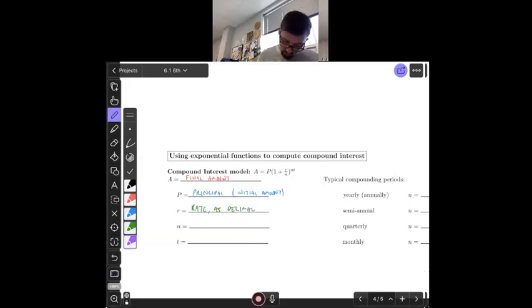N is the new one here, so this is the number of times per year the interest is compounded. Underline that. And then the last one here would be T, which of course is time, and in this case, always years.